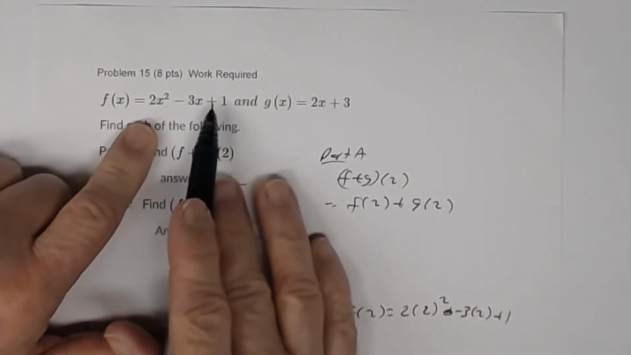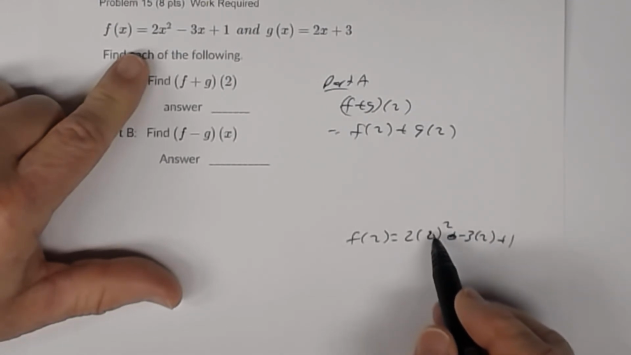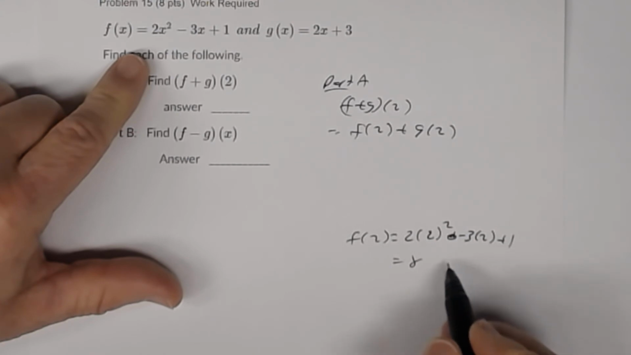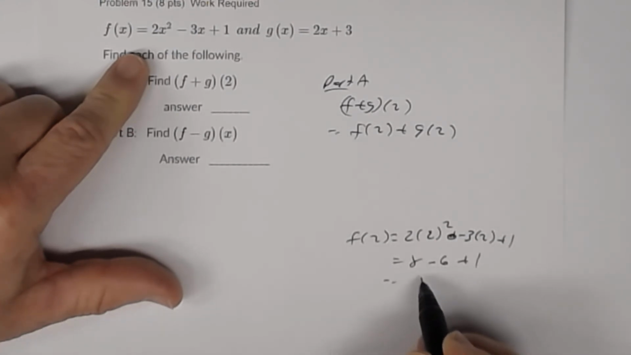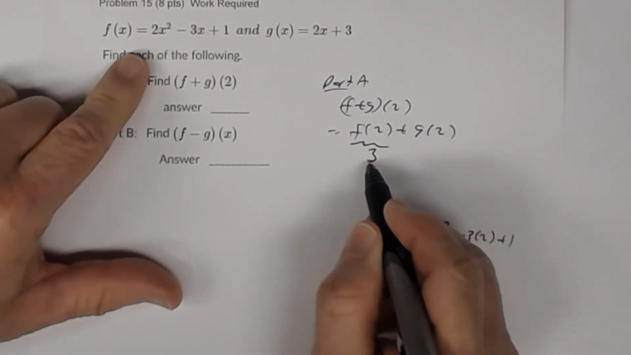You do the exponent first. 2 times 2 is 4. 4 times 2 is 8. Negative 3 times 2 is negative 6, and then plus 1. 8 minus 6 is 2. 2 plus 1 is 3. So f of 2 is 3.